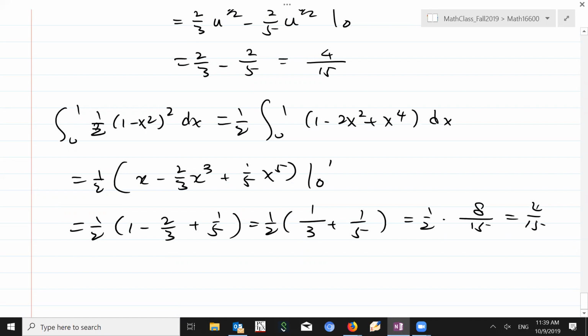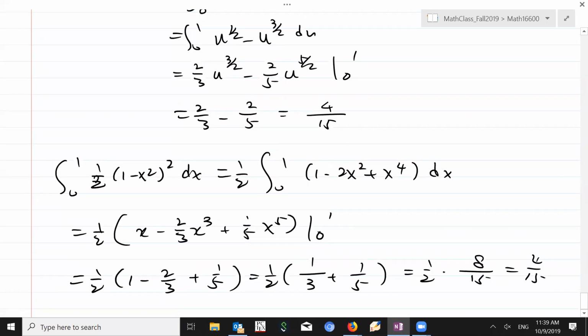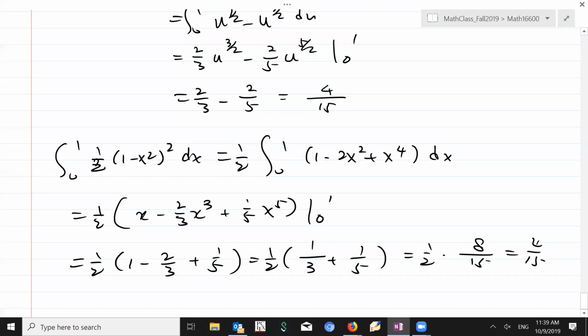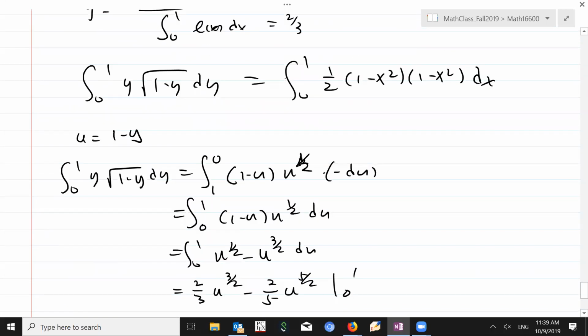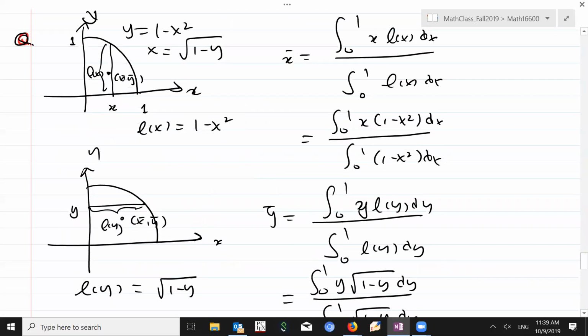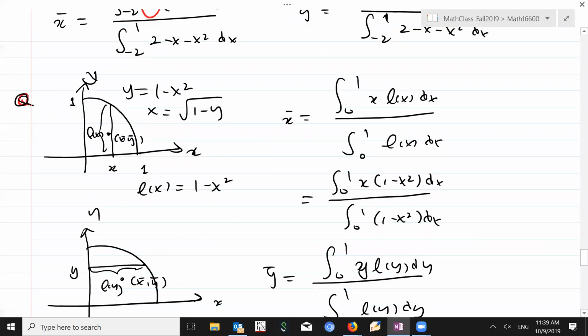So using two different variables, sometimes you can calculate the x bar, y bar, because it's easy to project the region to the x-axis and then also to the y-axis, like this one. This region is determined by the parabola. Then let's go back to this problem again. You are given the region bounded by this parabola, open downward. It's easy to express this parabola using y equals 1 minus x squared. Also, you can use x equals square root of 1 minus y.